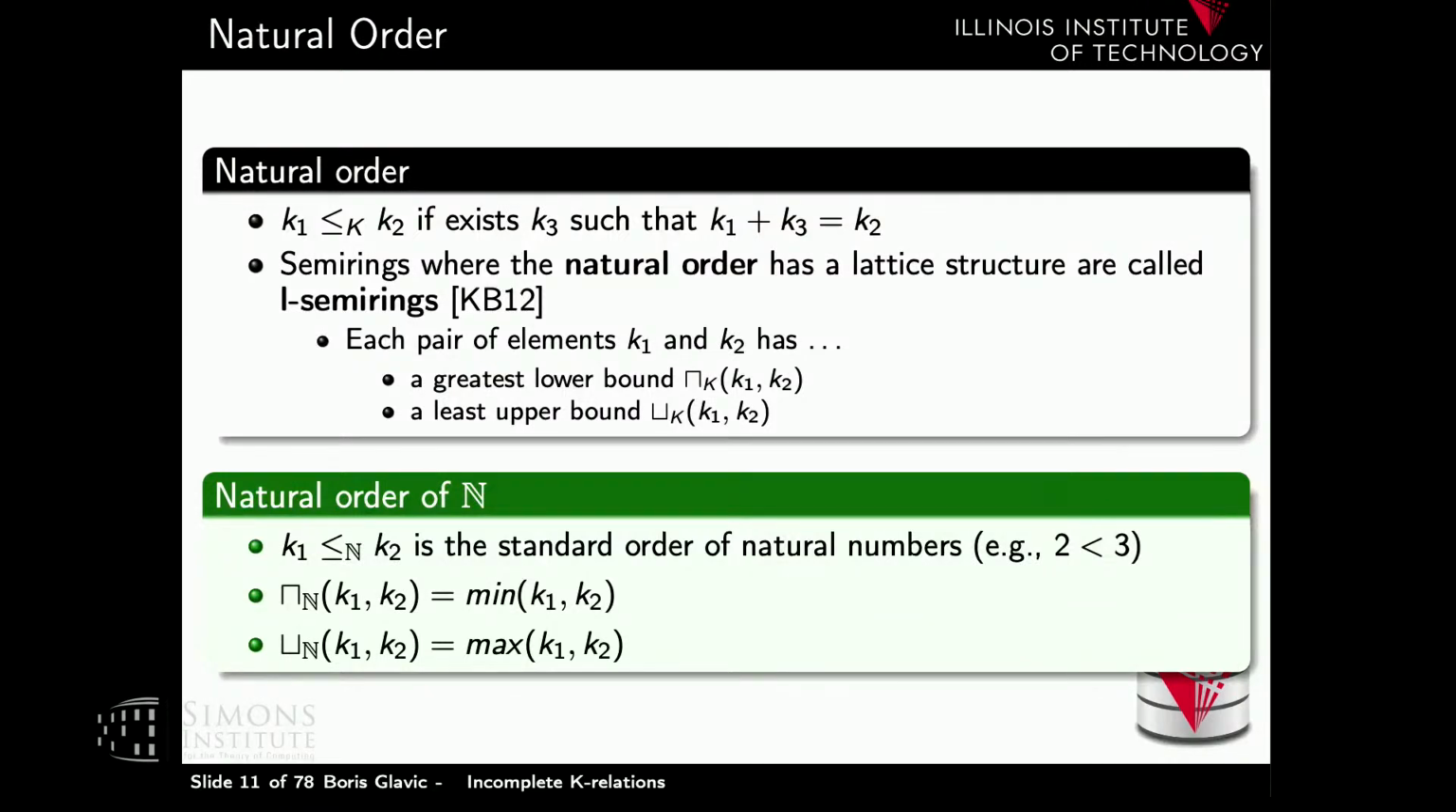have K1 smaller than K2, it's just the normal order you would expect in natural numbers. And then the greatest lower bound is min and the least upper bound happens to be max. But many other important semirings also have this kind of lattice structure to them.